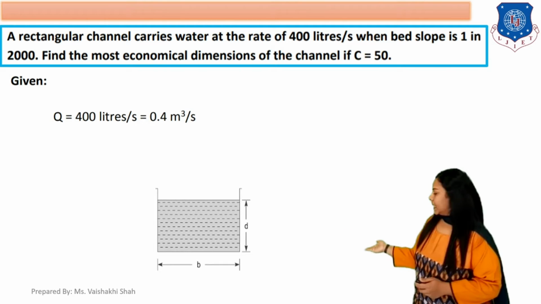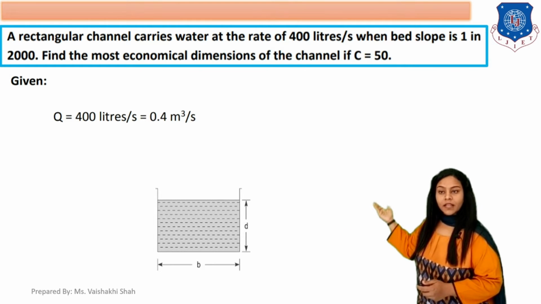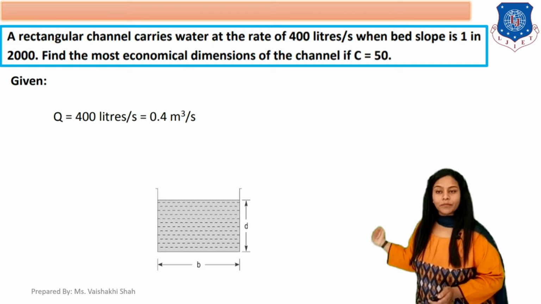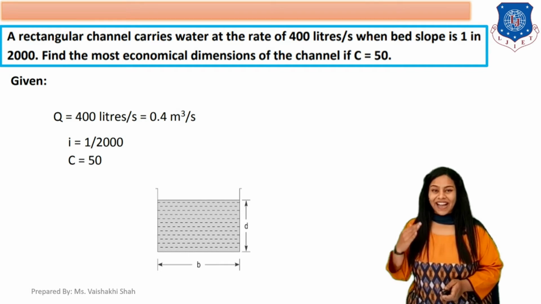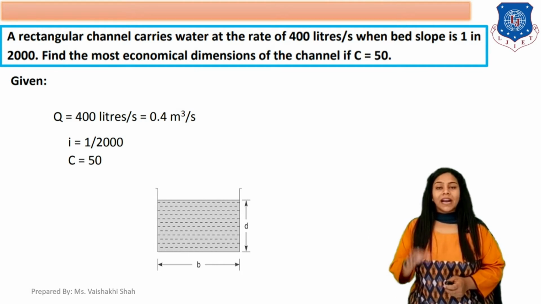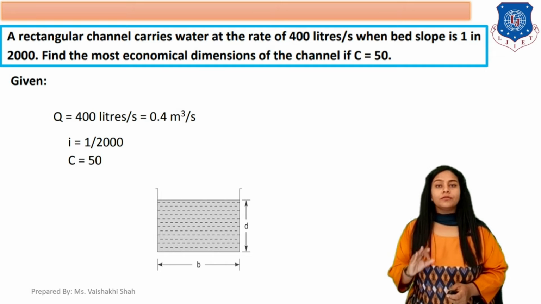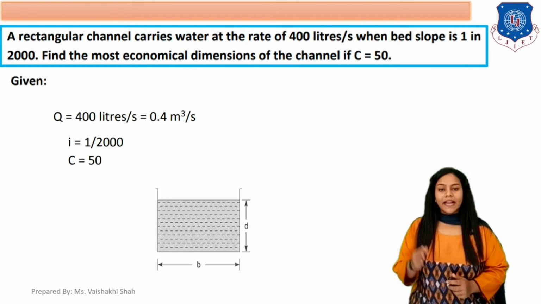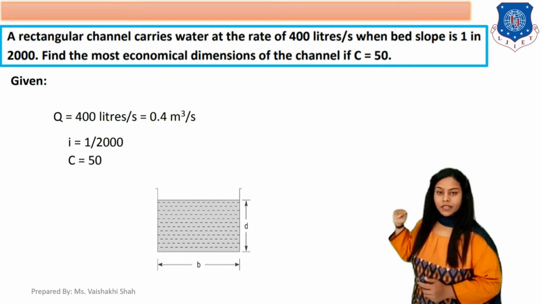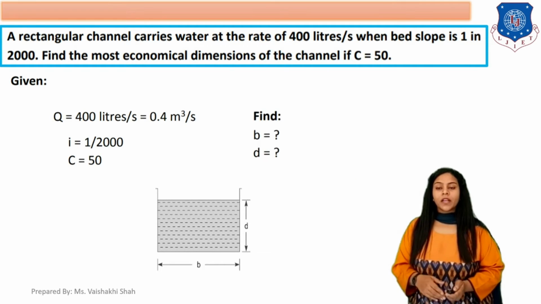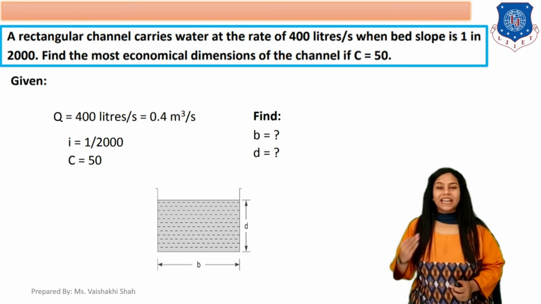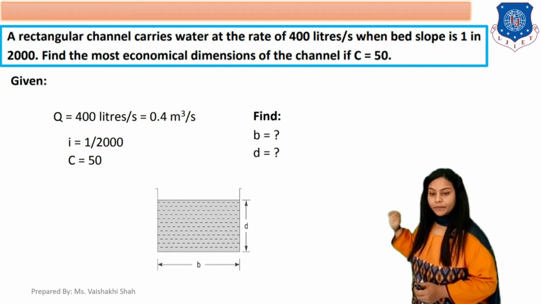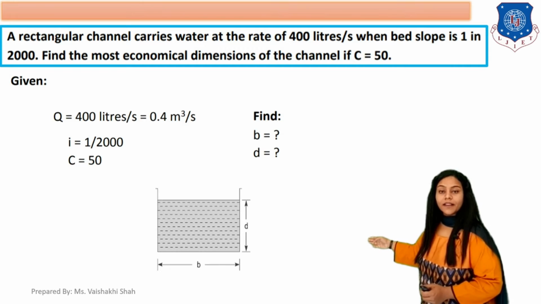Now B is the width of the channel, D is the depth of the channel, and I is the slope. I equals 1 upon 2000. This is given. C is Chezy's constant, and here C is 50. Now we have to find out B and D, width and depth. Here B and D are the unknowns.